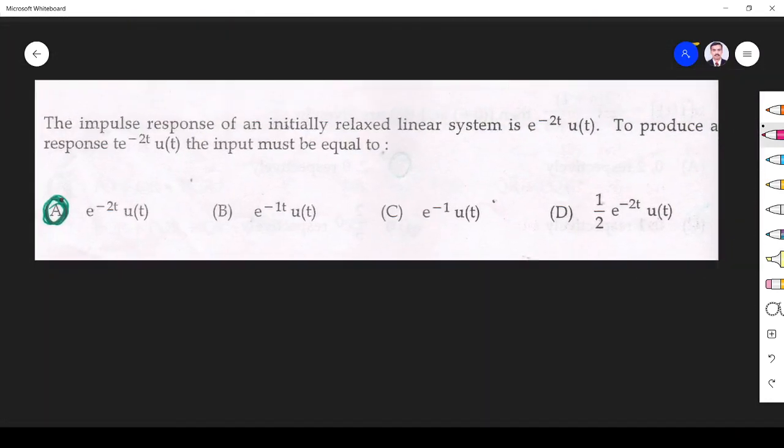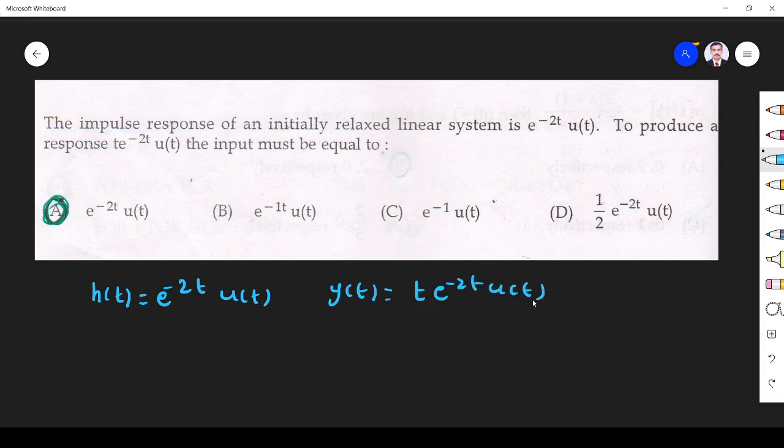Second question. The impulse response of an initially relaxed system is e power minus 2t u of t. So h of t is given. H of t is the impulse response. To produce a response, that means output, y of t is equal to t into e power minus 2t u of t. What is the input? So they ask what is the input.